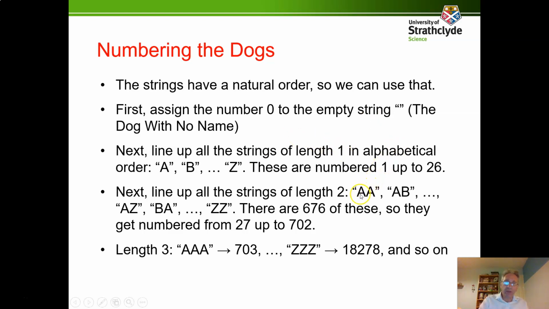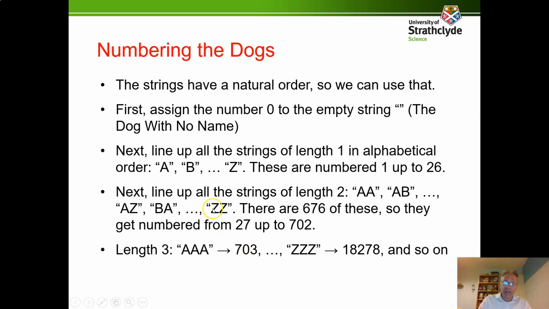Then when I come on to the strings of length 2, I'll start numbering those. That's 27, 28. And after a while, I work out that what's happening here with these strings is that each letter in each place stands for a digit. A stands for 1, B stands for 2. So AA here, the way that I work it out is it's in base 26. The first A stands for 26, and the other A stands for 1. So the whole thing is 27.